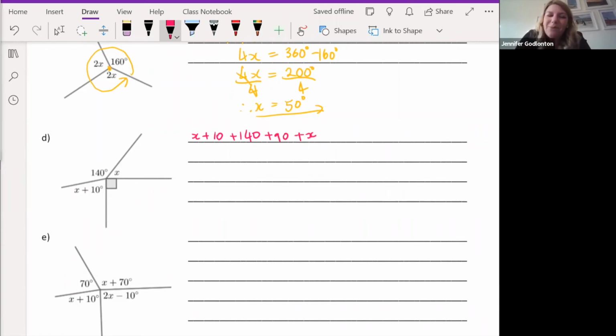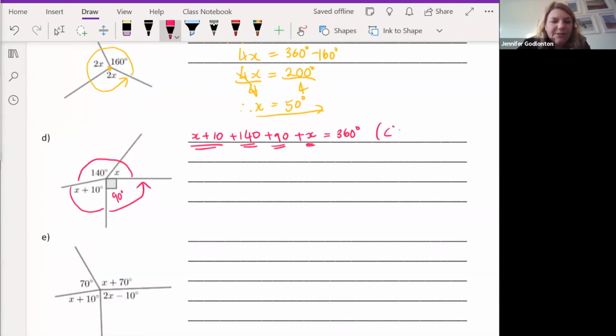Okay, so I think some people would have fallen for this trap, so I'm just going to explain why. This little square here means 90 degrees, because it's the right angle. And we have to add all of these together. So we have X, plus 140, plus X plus 10, plus 90. All of those together have to equal 360 degrees because of angles around a point.